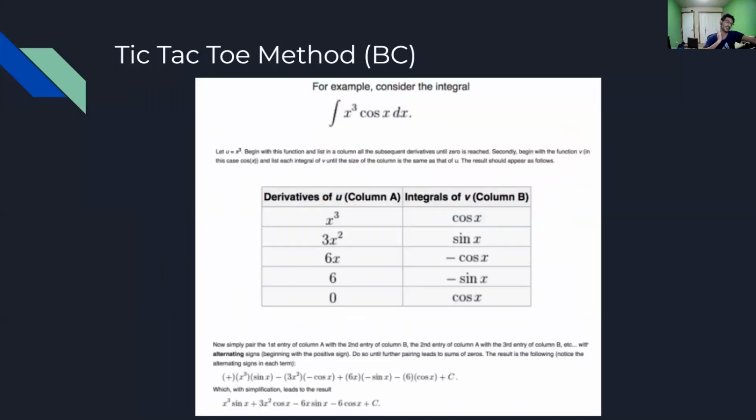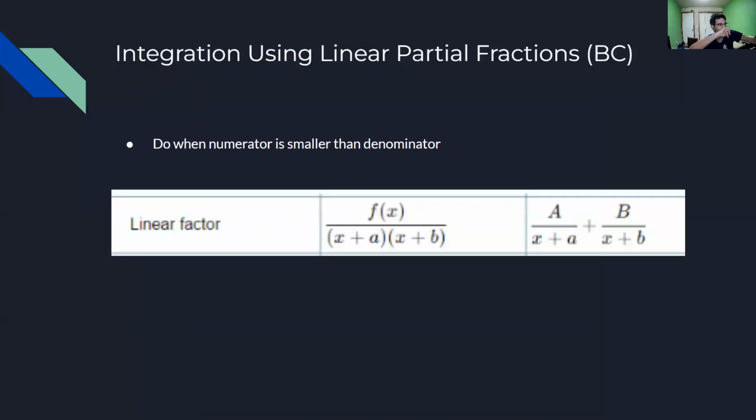Tic-tac-toe method, it's on here. It's honestly not super important, so I've skipped this. Integration by linear partial fractions. This is also only on the BC exam, but basically what you do is you can split it up into two parts. And since no one is BC in here, I'm not going to spend too much time, but you can split this thing into fractions, and then you can take the integral of that.